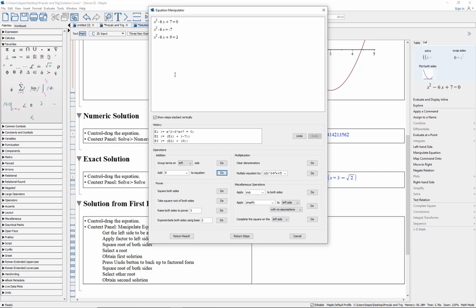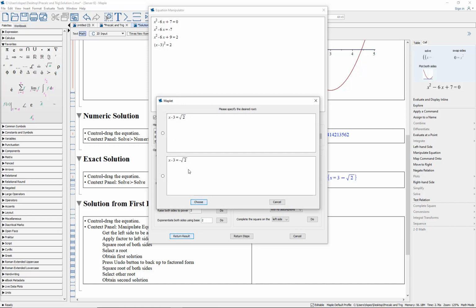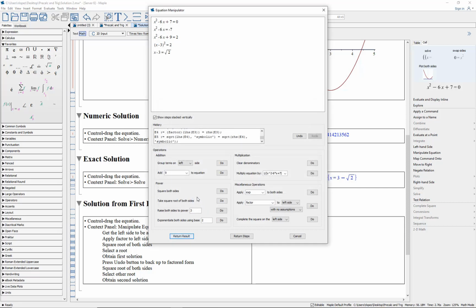Now the left side is a perfect square, and you want Maple to write it as a perfect square. So select factor, apply it to the left side, and now it's time to take the square root of both sides, and you have an option down here, take the square root of both sides, and a dialog comes up. Which root do you want to look at? Well, we'll pick the first one to start with. So in order to isolate the x, add 3 to both sides, and you have the first root, 3 plus root 2.